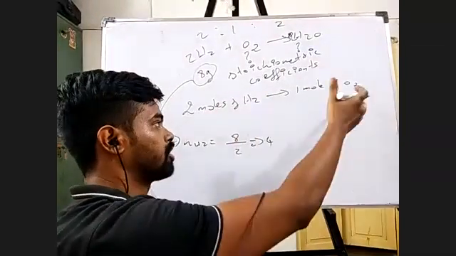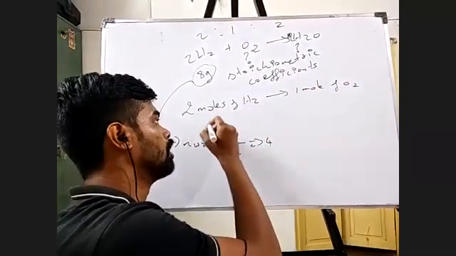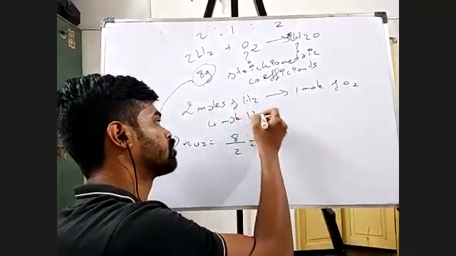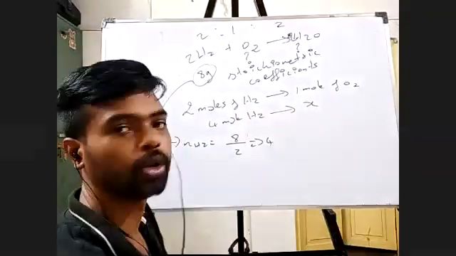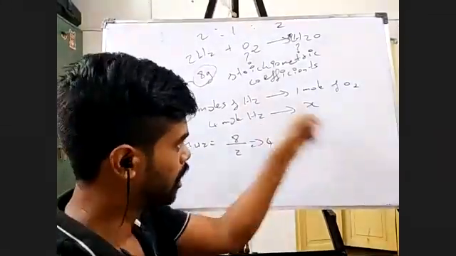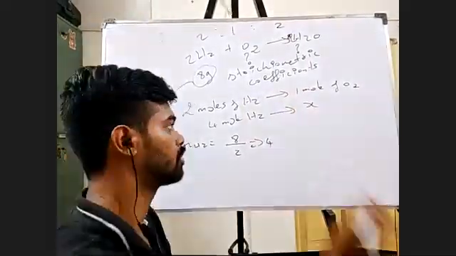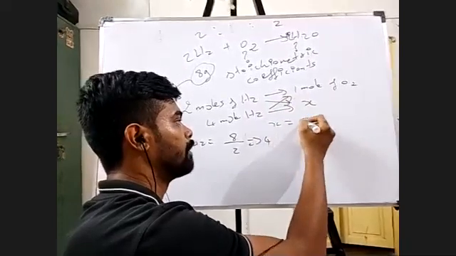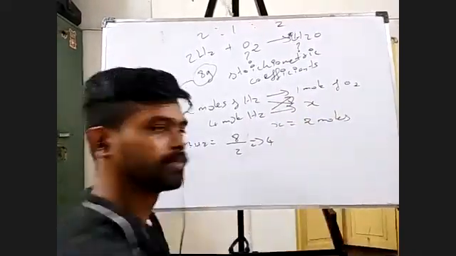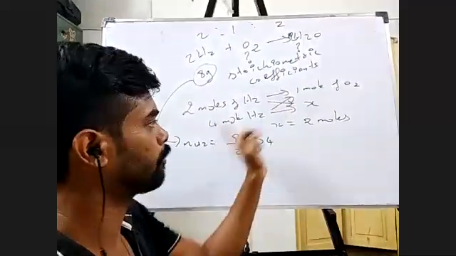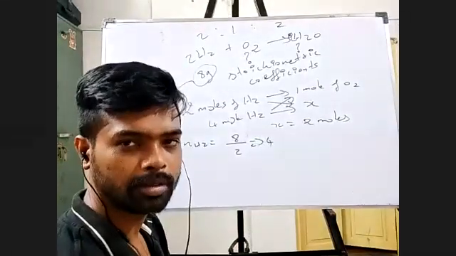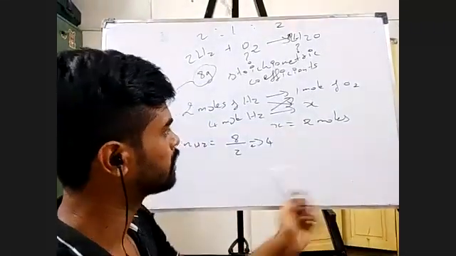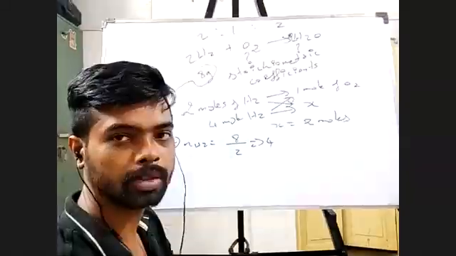So 2 moles of H2 requires 1 mole of O2. If I have 4 moles of H2, how many moles of O2 is required? You can do the cross multiplication or use logic. If I do the cross multiplication, X will be 2 moles. For 2 moles it is 1 mole, so for 4 moles it will be 2 moles.